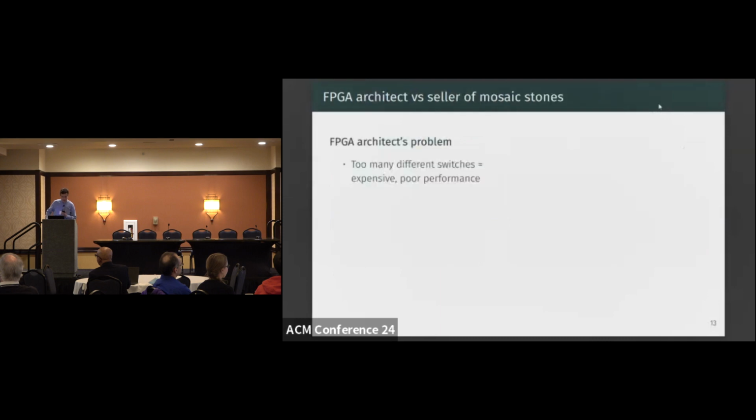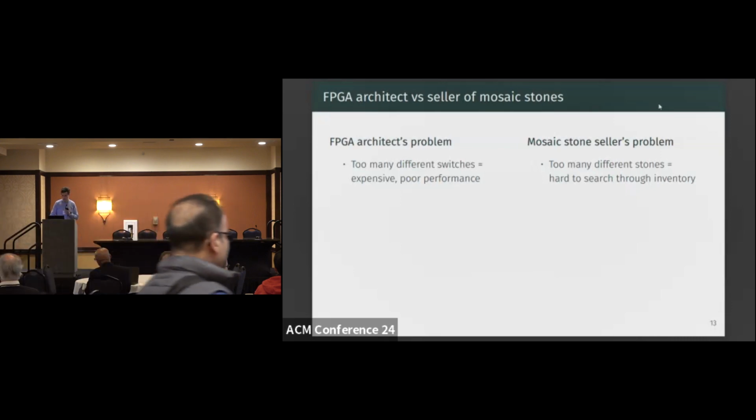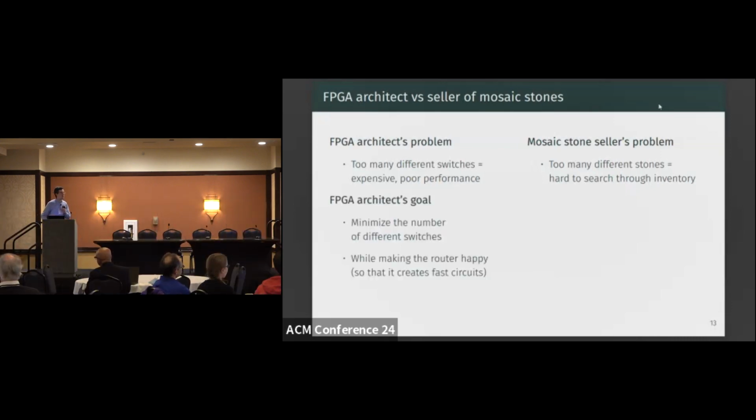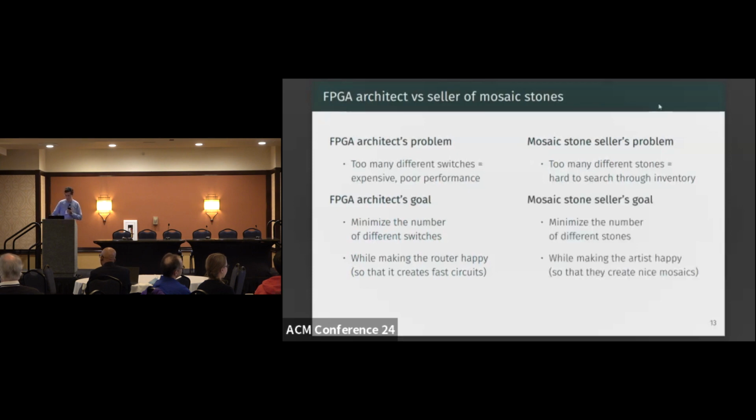And then what's more interesting is that there is a similar analogy between the FPGA architect and the seller of the mosaic stones. The FPGA architect faces the problem of having too many switches, meaning that the FPGA is going to be too expensive and too slow. And similarly, the seller of mosaic stones finds it very difficult to serve a customer who requests too many different kinds of stone. What the FPGA architect wants to do is to minimize the number of switches while still making the router happy so that it can route circuits fast. And similarly, the mosaic stone seller wants to minimize the number of different stones while making the artist happy so that they can design nice mosaics.